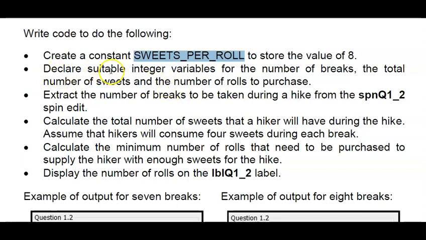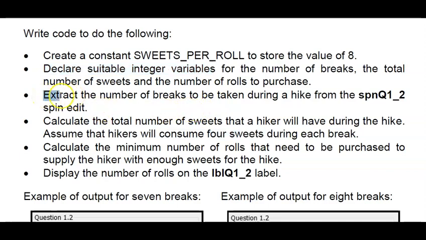And then they say declare suitable variables. For those of you guys that are really good programmers, don't skip steps of storing variables and declaring variables, because there are actually marks allocated for this. So we need to get input from the user for the number of breaks, and then we also need variables for the number of sweets and the number of rolls that they need to purchase.